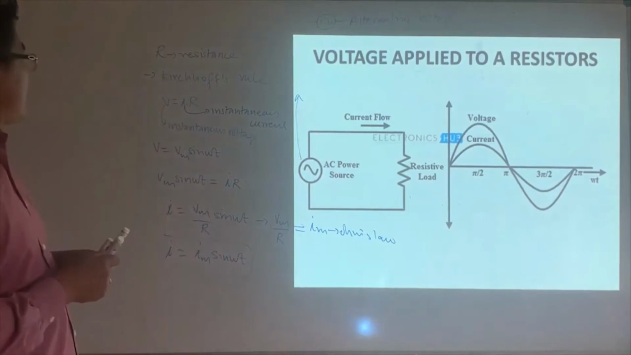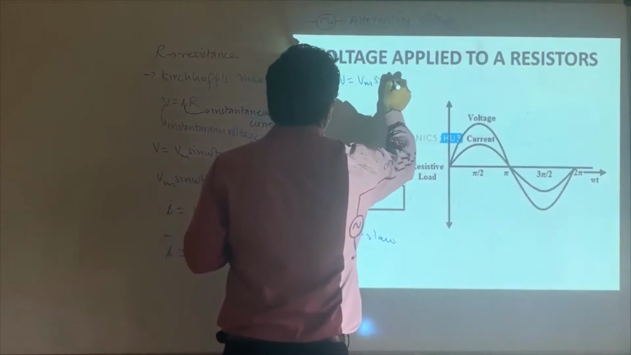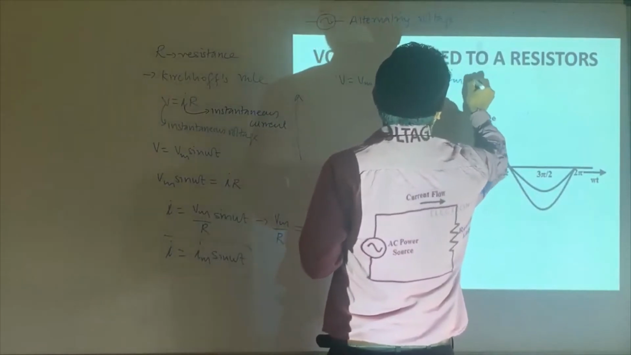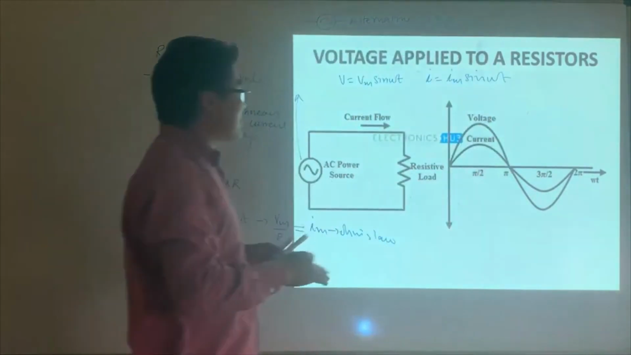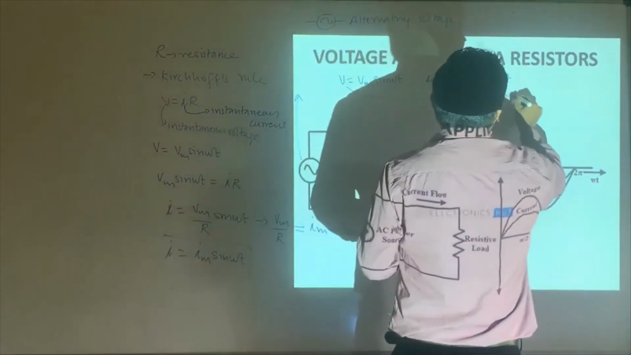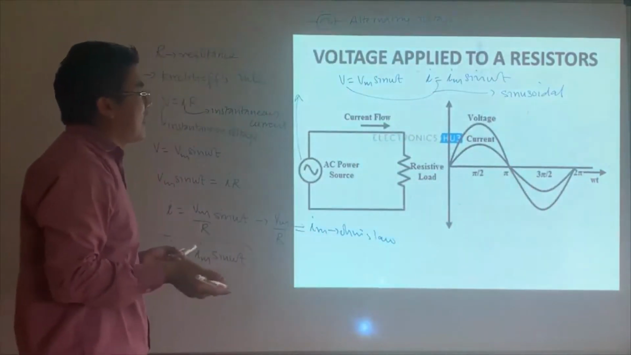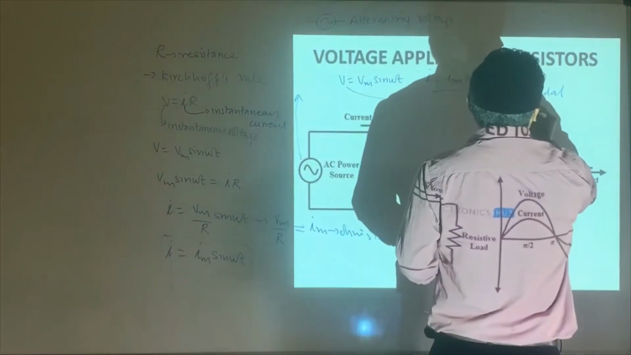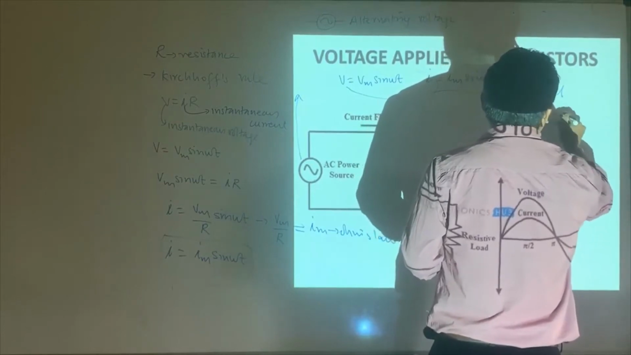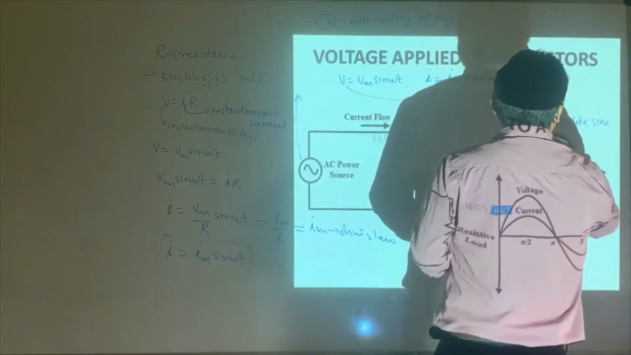So for a pure resistor, this is the voltage you supply, and this is the instantaneous current. Look at here, both are sinusoidal in nature. When I talk about sinusoidal, it varies like a sine wave.